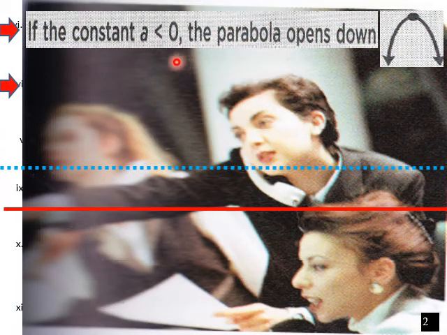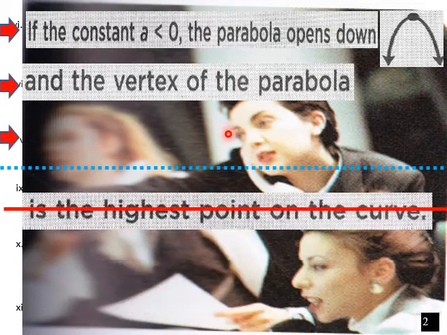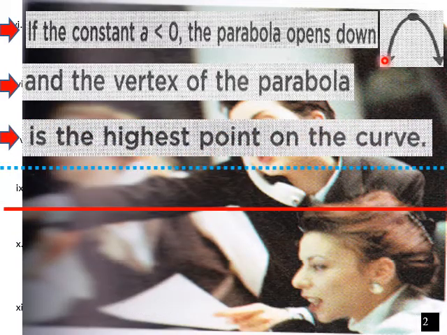If the constant a is less than 0 or negative, then your parabola will go like this. The parabola opens down, and the vertex of the parabola is the highest point or the max. This would be your maximum up here of your parabola if a is negative.